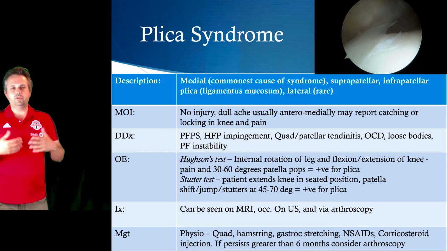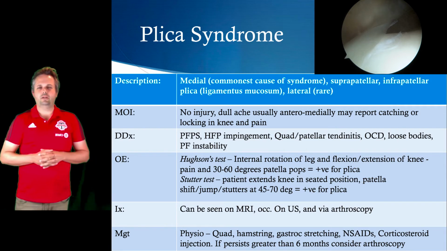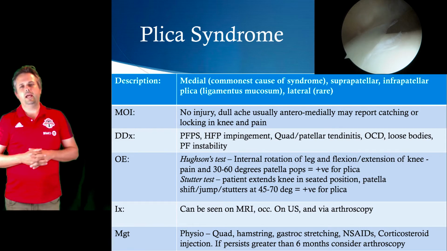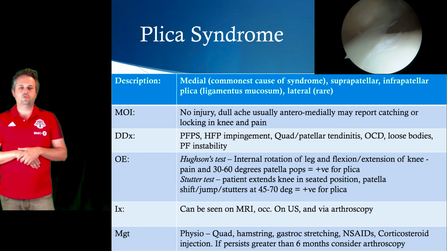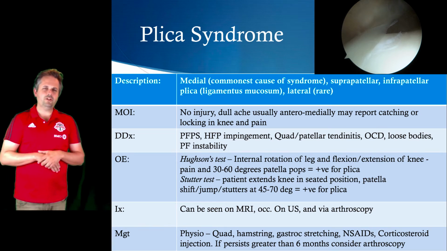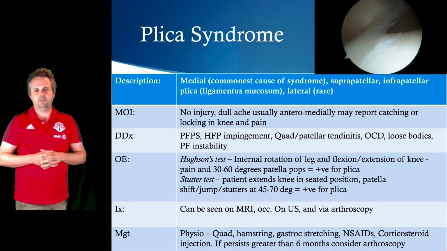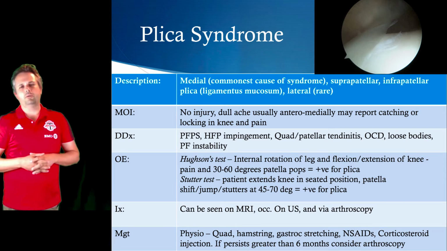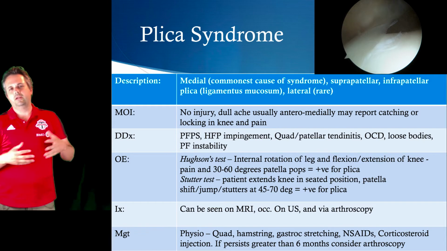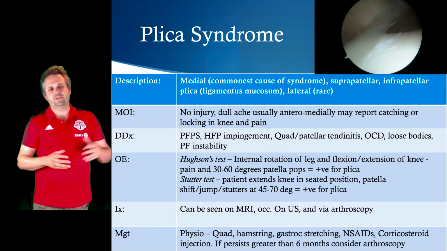These are typically no injury. Patients will describe this kind of dull ache, anterior medial and within the knee, underneath the kneecap, and they may report catching, clicking, or locking within the knee associated with pain. The differential here would be essentially all your anterior causes of knee pain, so your patellofemoral pain or anterior knee pain, Hoffa fat pad impingement, your tendinitis or tendinosis of the quadriceps and patellar tendons, osteochondral defects, anterior meniscal tears, and so on.